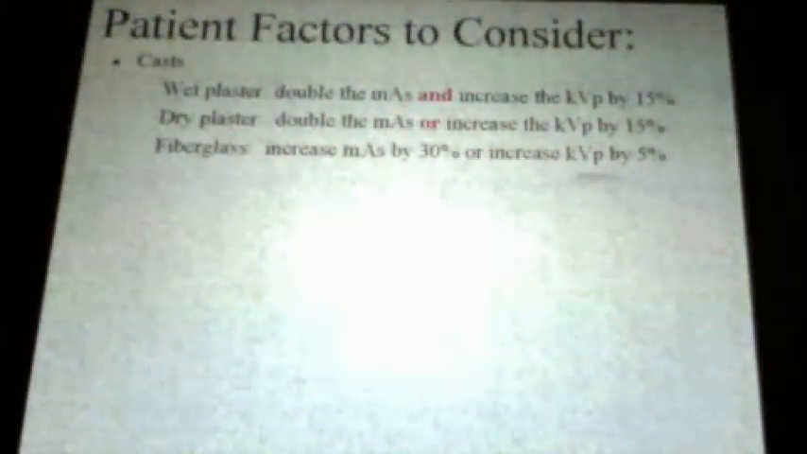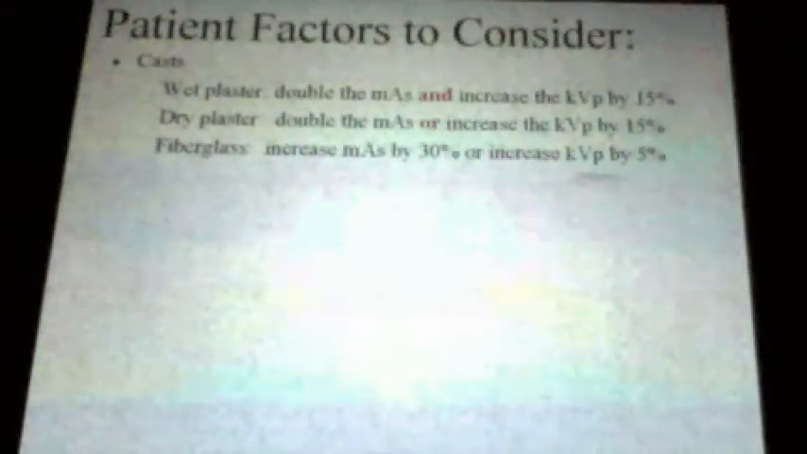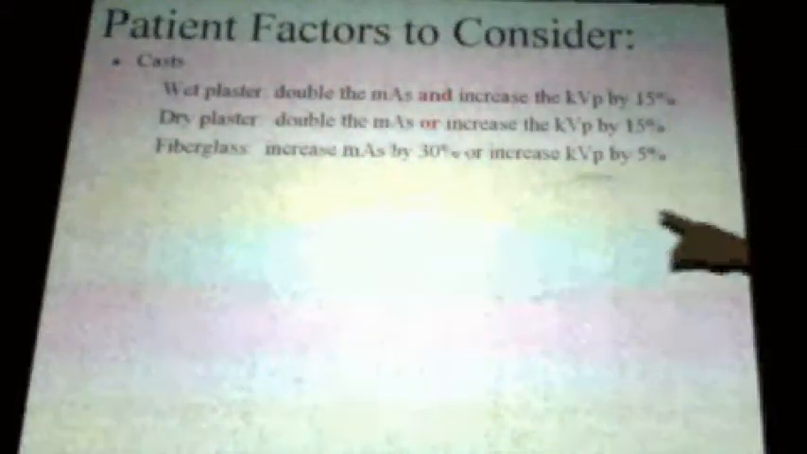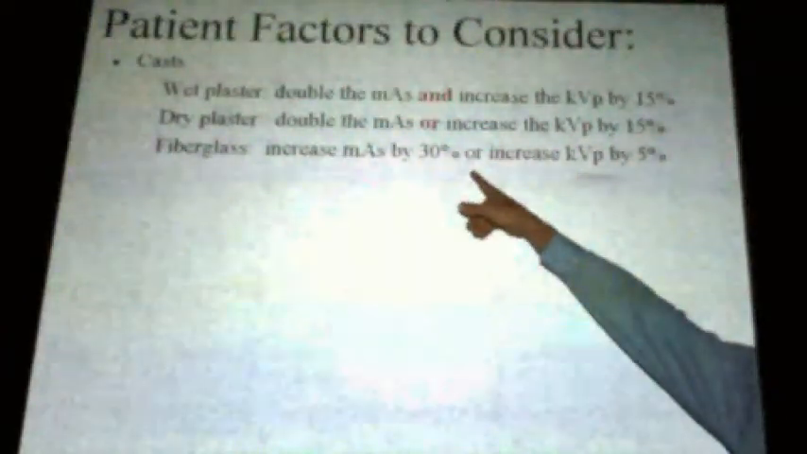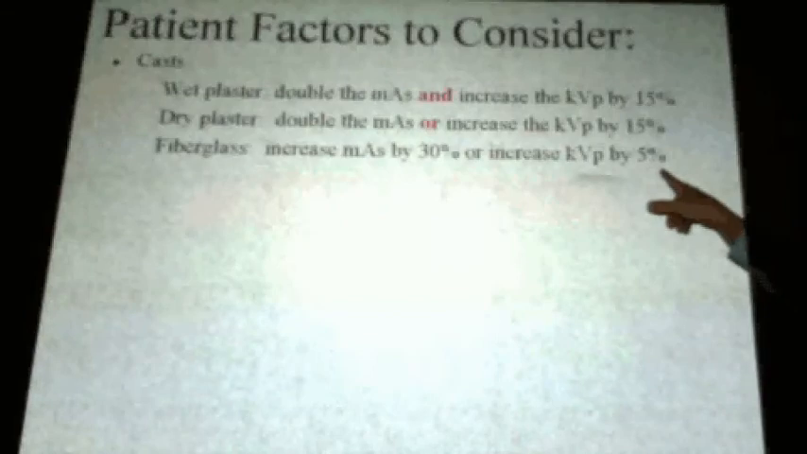So just by looking at those changes that you can make up there, what has a bigger impact on density, kVp or mass? kVp does, doesn't it? Because it takes a 30% change in your mass to equal a 5% change in kVp, right?